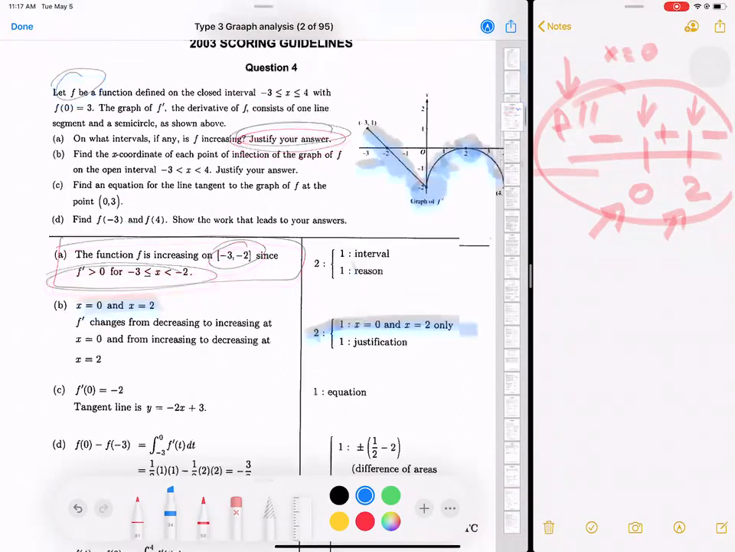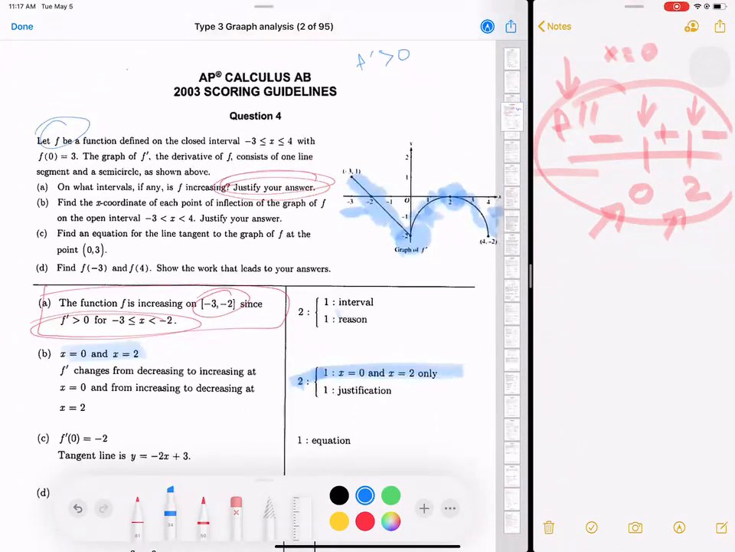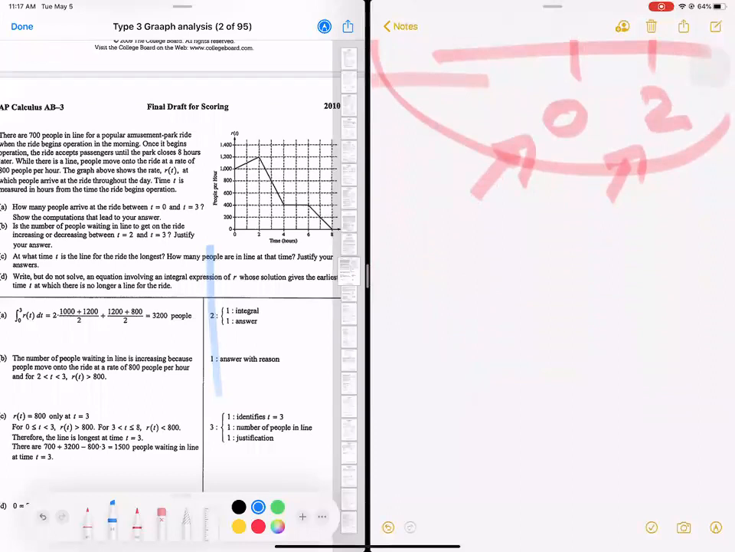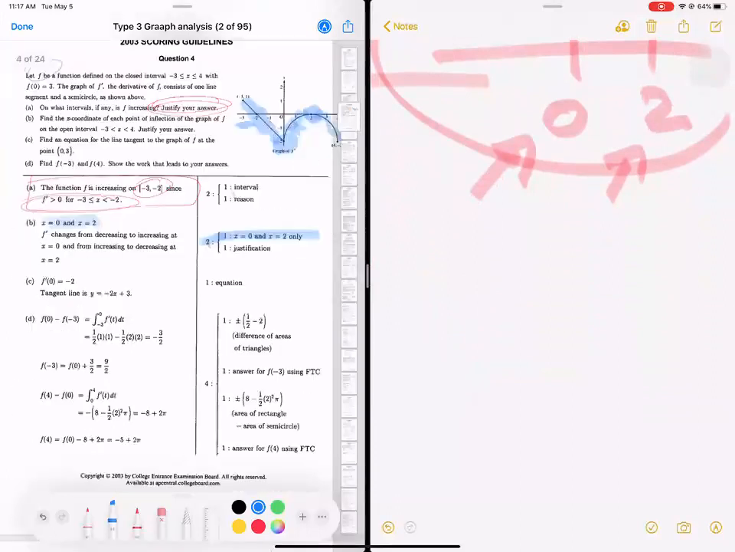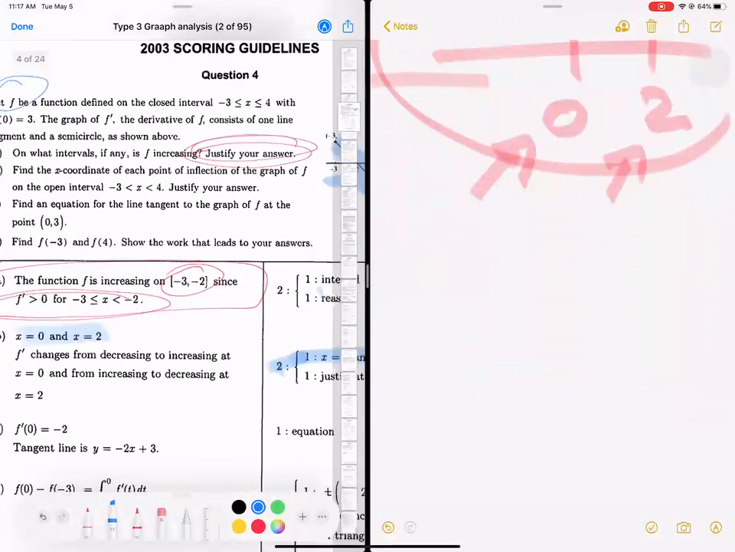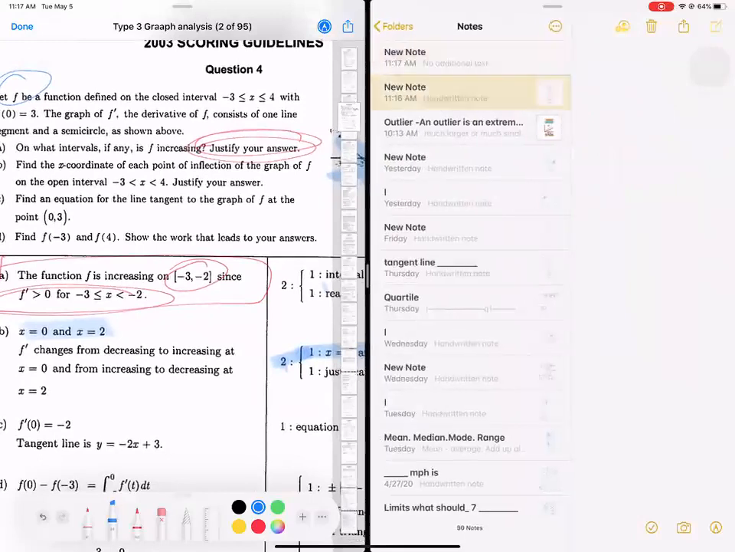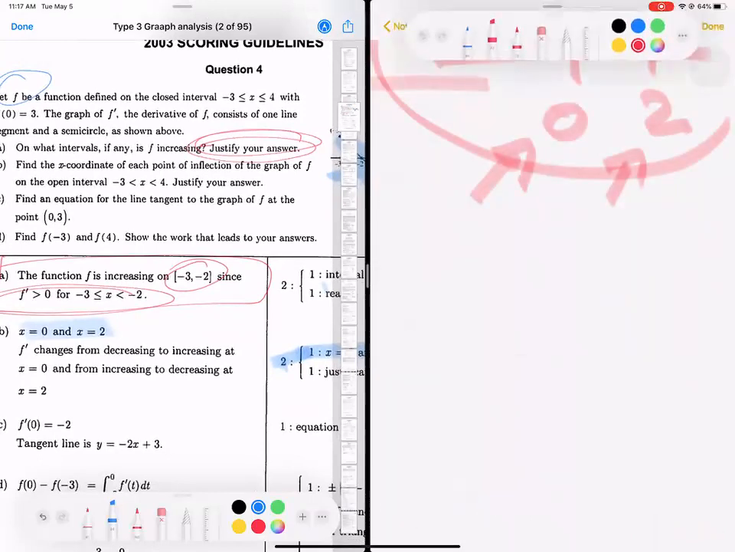Question C, find an equation for the tangent line of the graph of f at the point 0, 3. So they told us to write the equation of a tangent line. So since I'm writing a tangent line equation, I need to make sure that I write a tangent line. So remember, a tangent line is y minus y1 is equal to m, x minus x1. They gave us the x and y point. They told us y has to be 3 and x has to be 0.